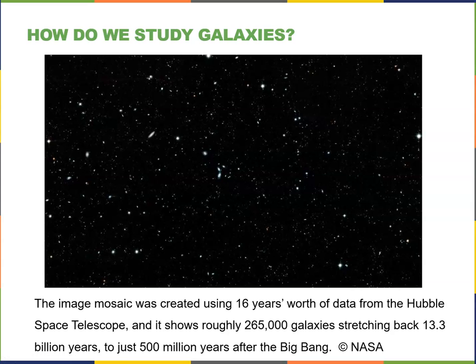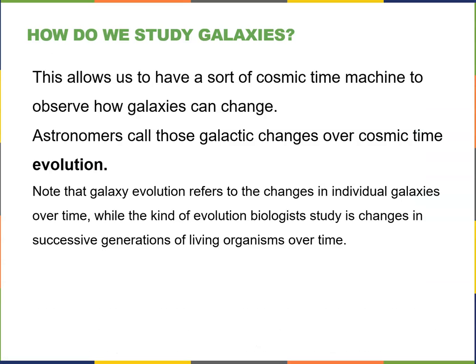So here we can see an image mosaic that was created using 16 years worth of data from the Hubble telescope. This image shows about 265,000 galaxies, and these galaxies stretch back 13.3 billion years ago. That is only 500 million years after the Big Bang. So looking back this way allows us to have a sort of cosmic time machine. These galactic changes over cosmic time are called evolution in astronomy. When biologists use this word, it means the change in generations of organisms. However, when astronomers use this word, it refers to the changes in an individual galaxy over time.